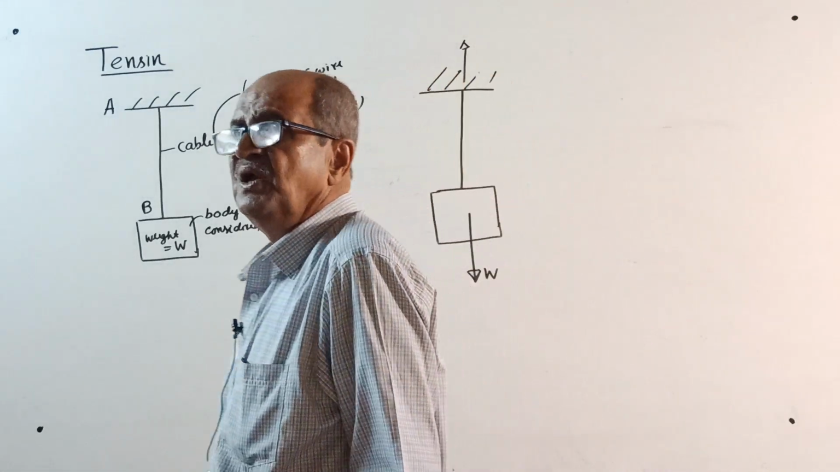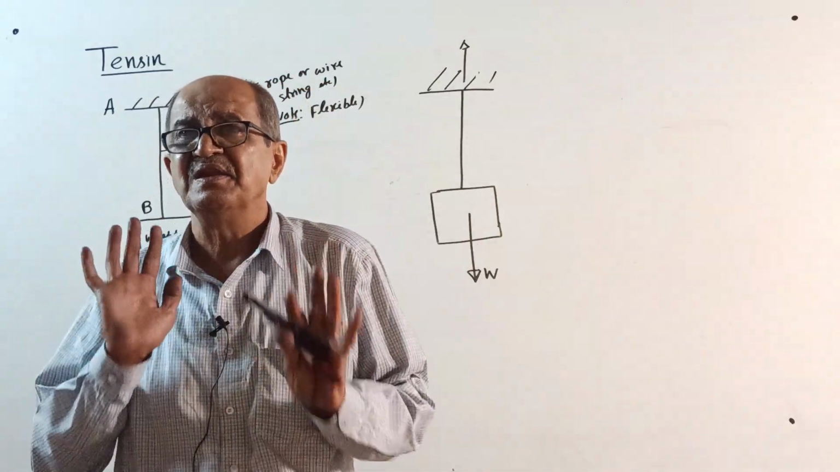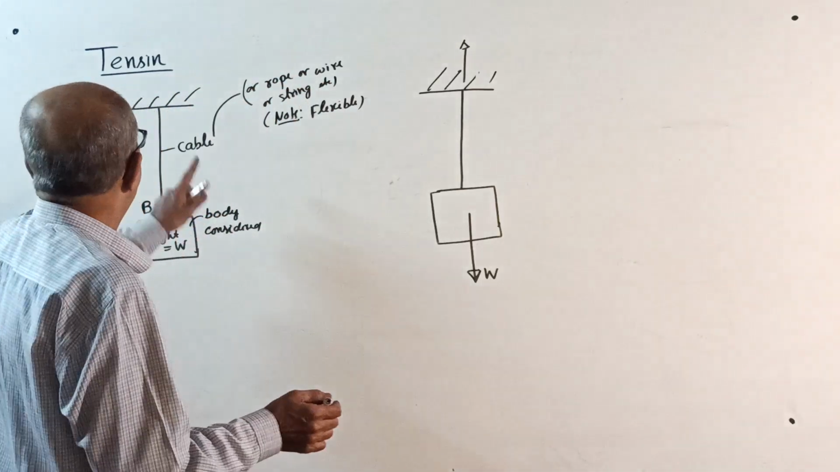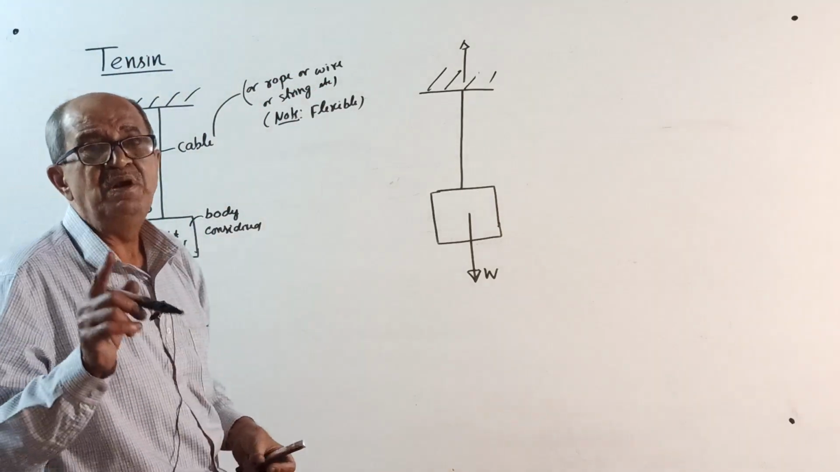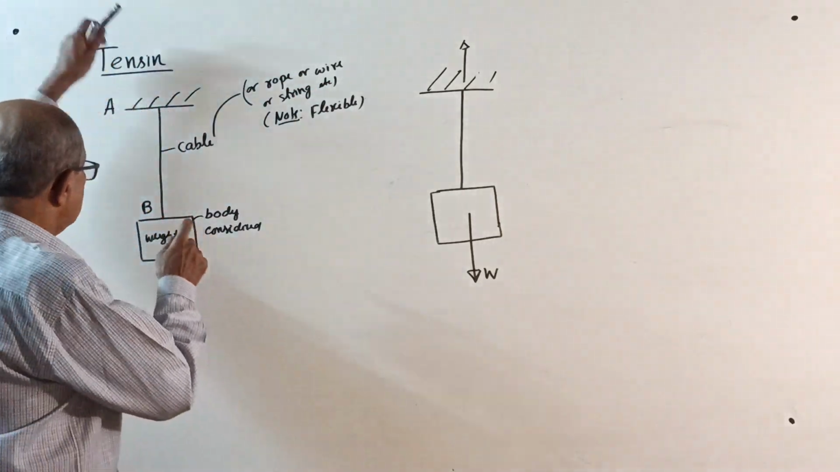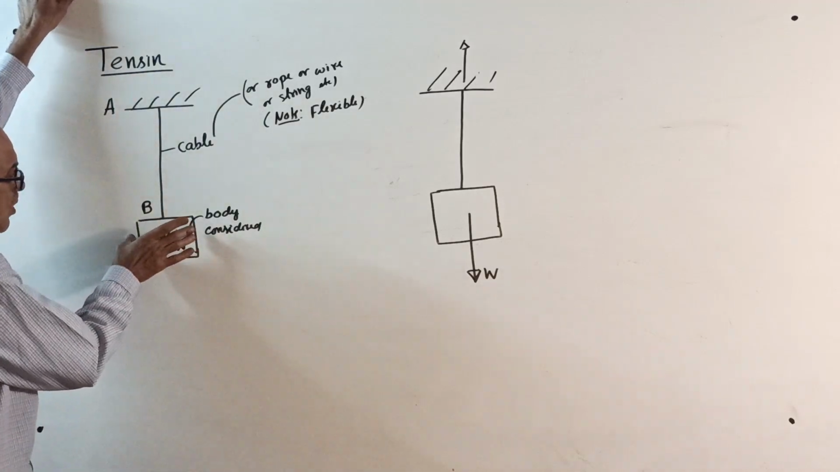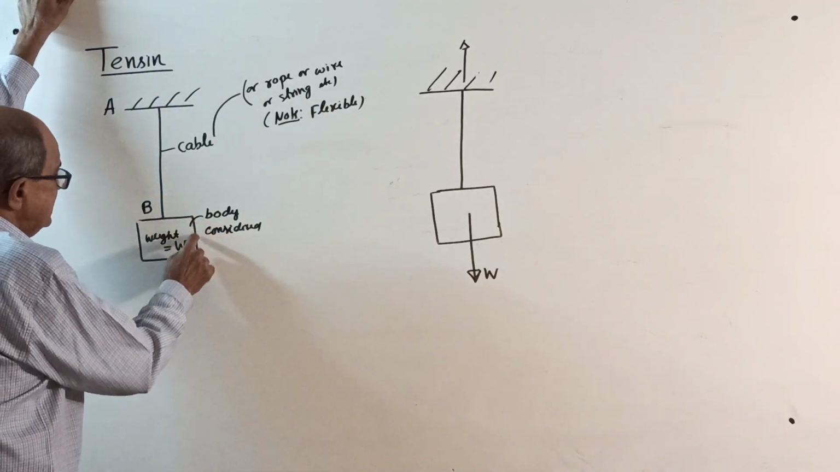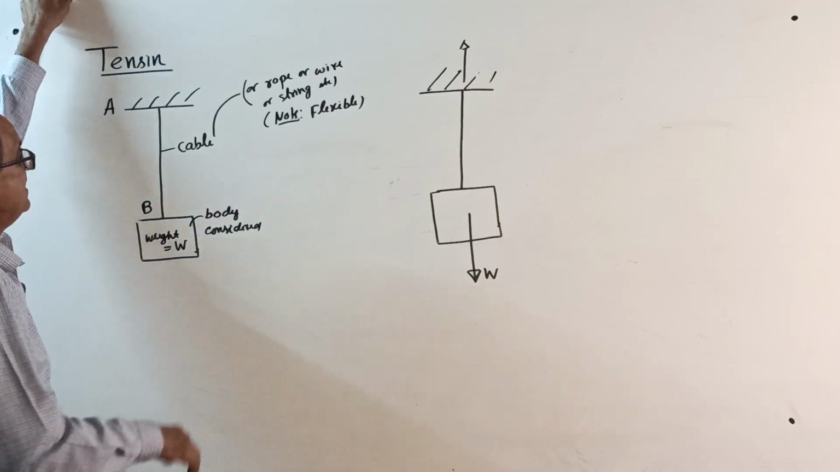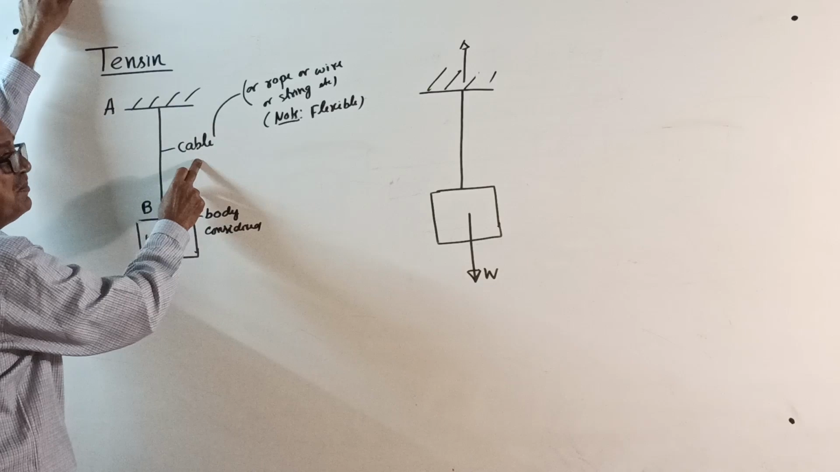Now, first to understand tension. See, tension. Do one thing. Some statement I will dictate. You have to write. Consider a body. This is the body under consideration. Consider a body of weight W suspended by a cable.